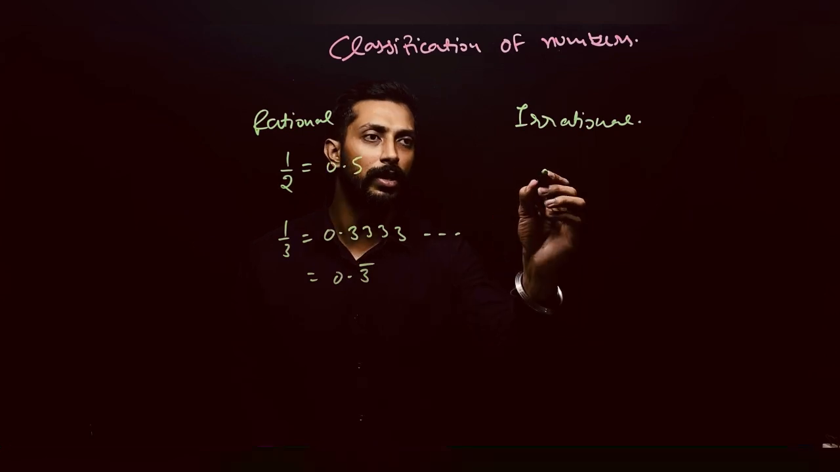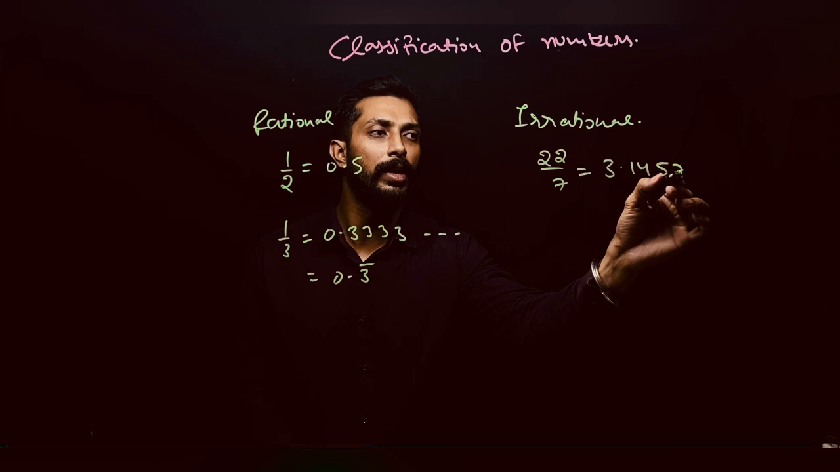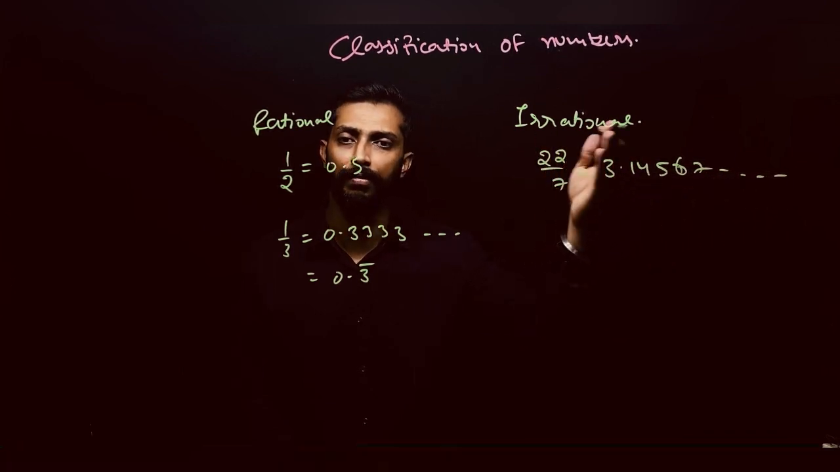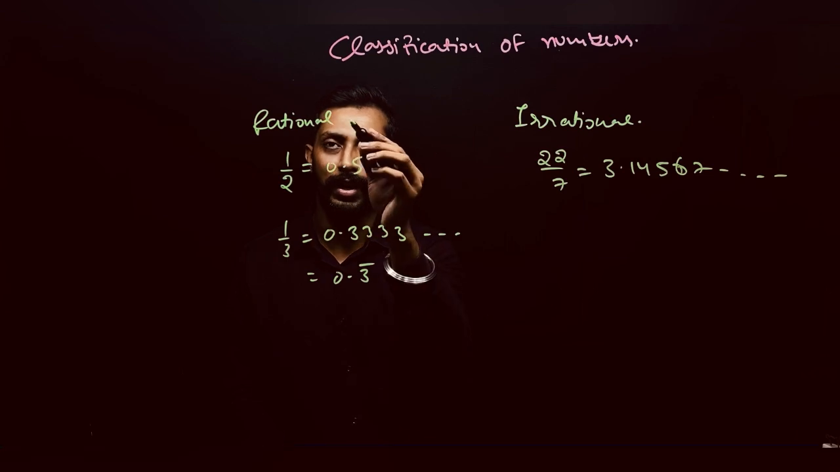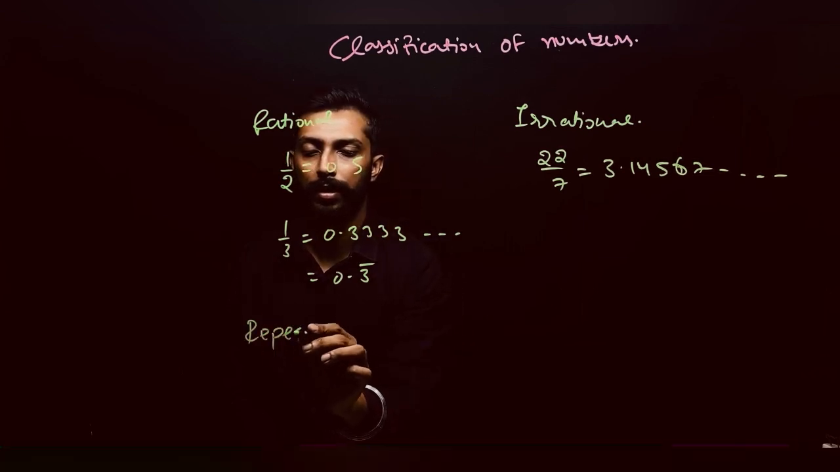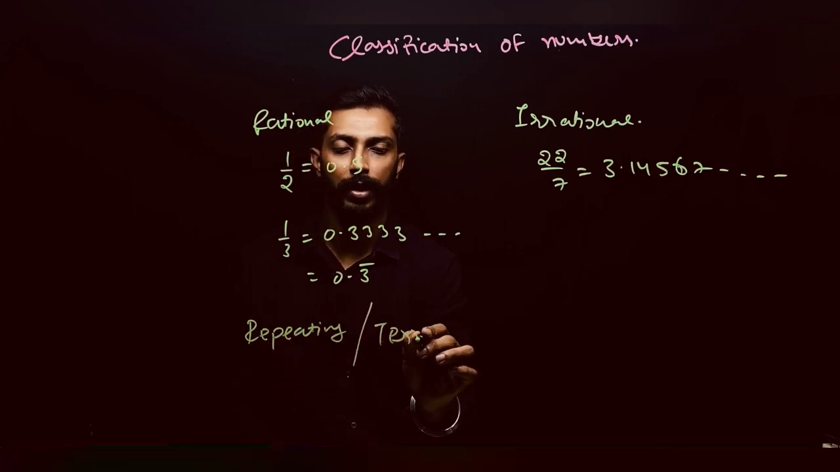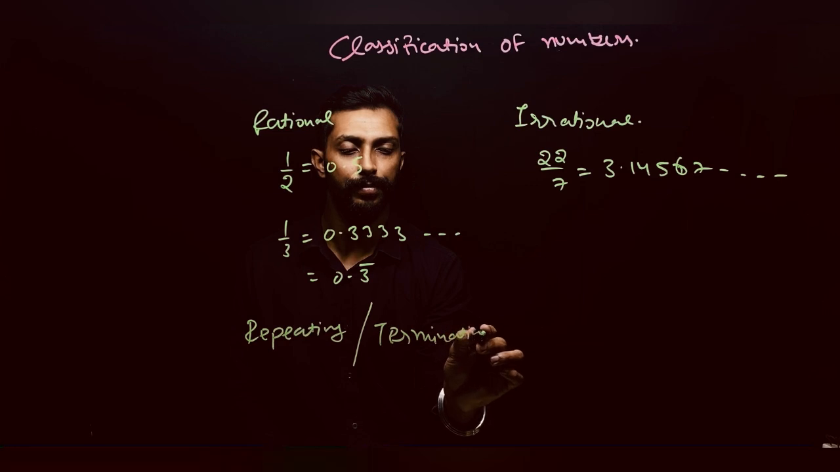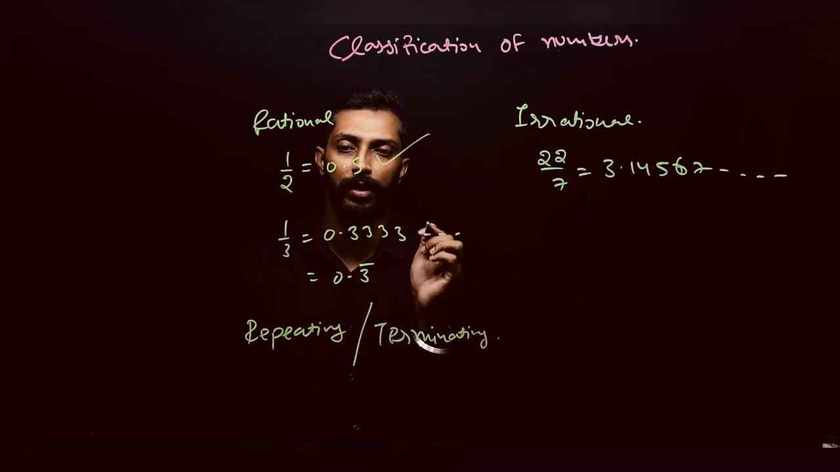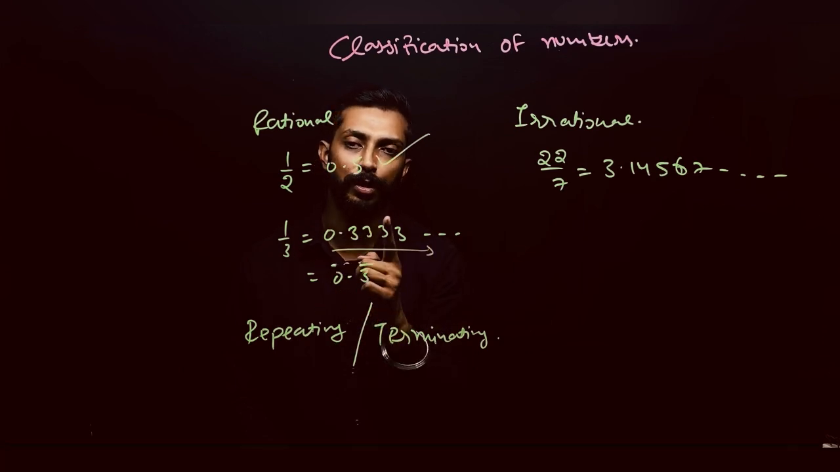What about irrational? If I write 22 by 7, we know this is 3.14567, and after that each and every digit is different. So rational numbers are repeating or terminating. This is a terminating number: after one decimal point, it is terminated. Or this is non-terminating, but it is repeating.